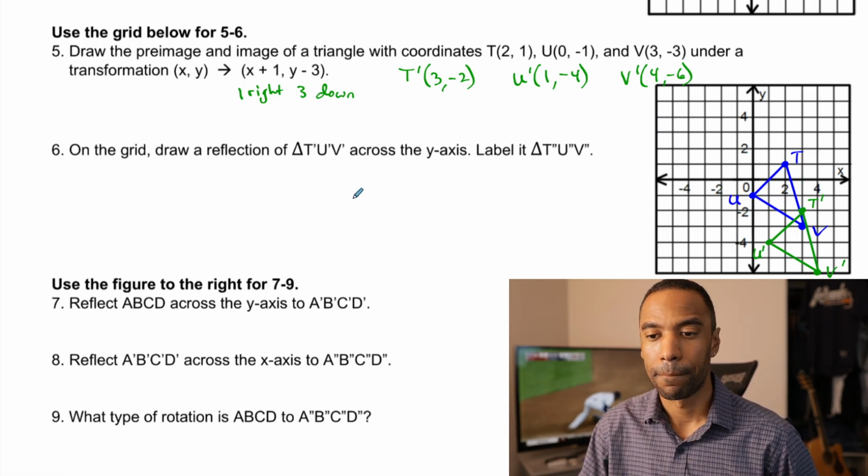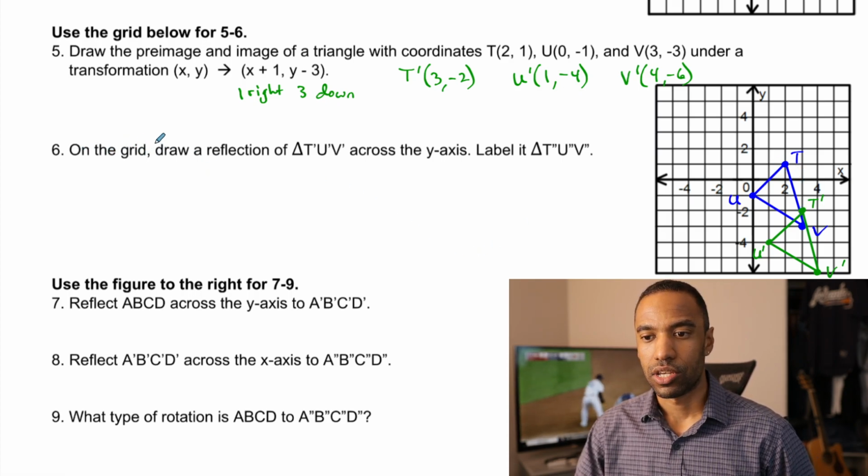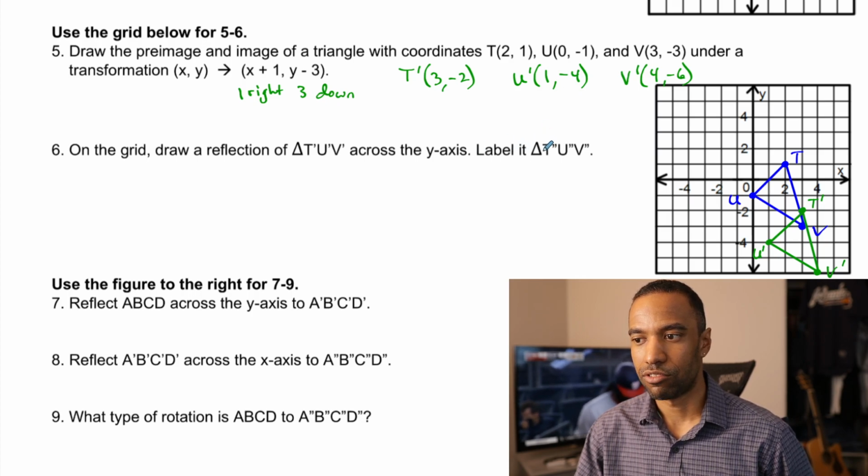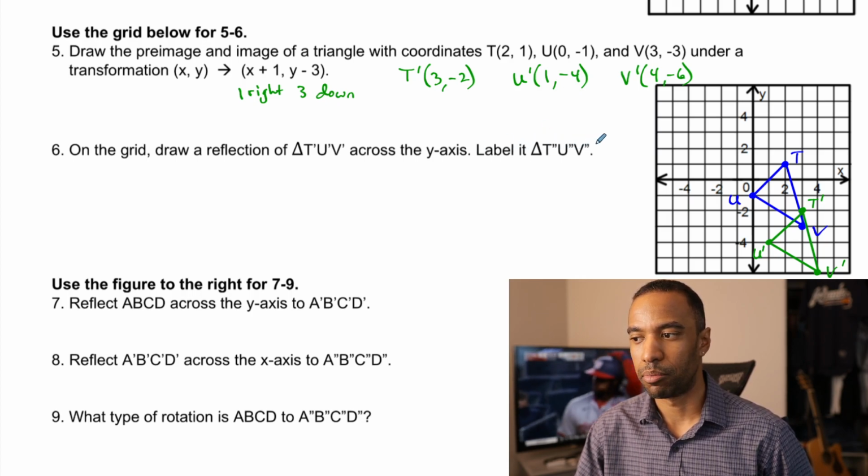All right, number 6, on the grid, draw a reflection of triangle T prime, U prime, V prime across the y-axis. Label it triangle T double prime, U double prime, V double prime.